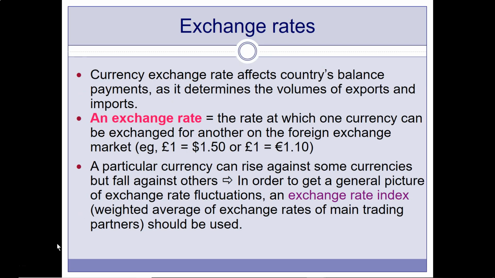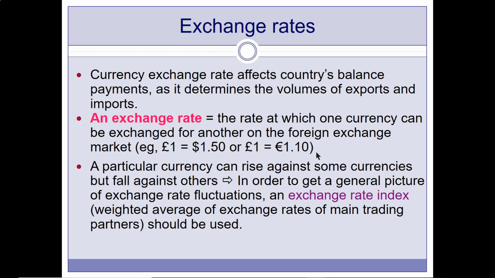First of all, let's define what exchange rates are. An exchange rate is simply the rate at which one currency can be exchanged for another on the foreign exchange market or forex market. So strictly speaking, it's simply a price of one currency in terms of another currency. For example, £1 can be equivalent to $1.50 or 1.1 euros.